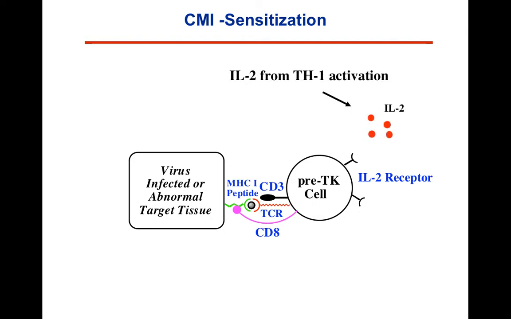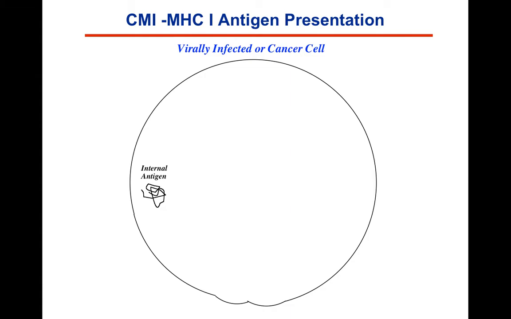Now the IL-2, sorry about that, the IL-2 that's produced by that Th1 cell activation will go to support and actually activate these pre-T killer cells. And so the CD4 is important because it provides this interleukin IL-2 to bind to the receptors on the surface of the pre-T killer cells and activate those cells. Now, what happens during this antigen presentation process?